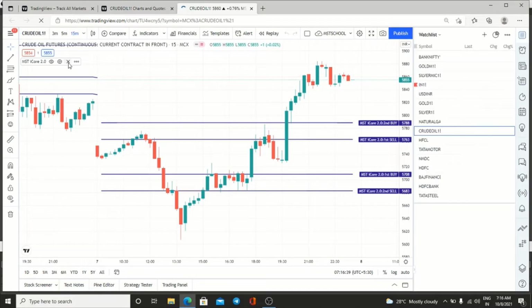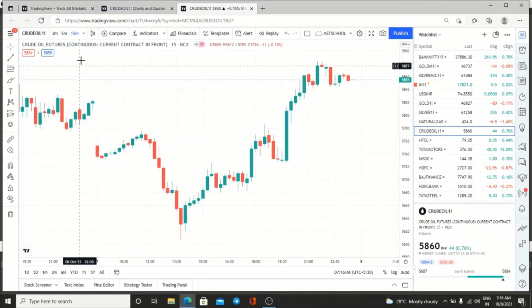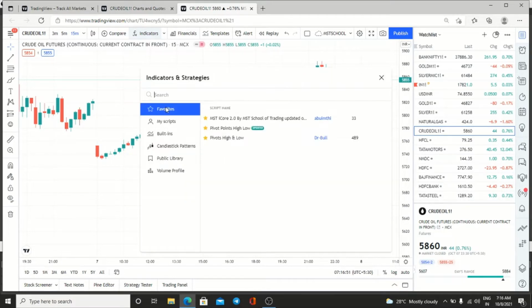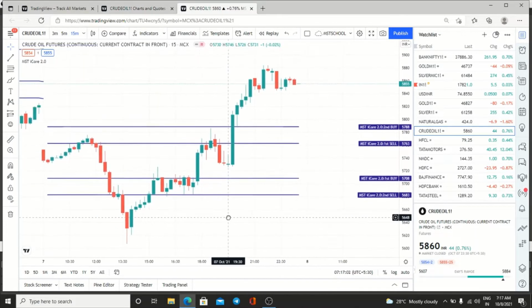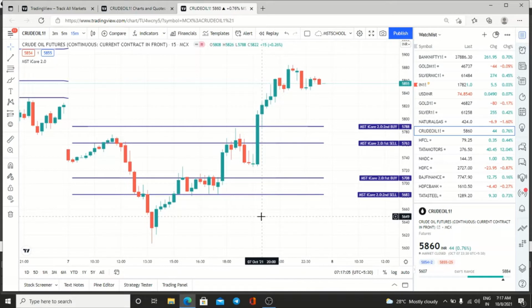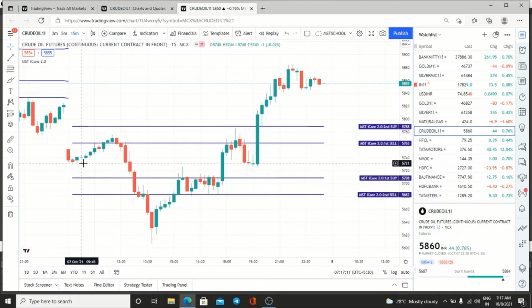By now the indicator, if you have purchased it from us, will be there on your chart. Suppose it is not there: go to indicators, select favorites and select MST iCore 2.0 by MST School of Trading, updated on October. Just add it, that's all. Now we have our indicator, and some lines are drawn here before the candles reach here. You don't need to change anything, just keep the defaults.